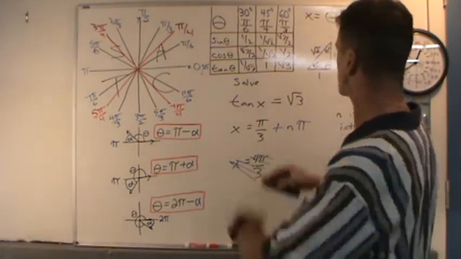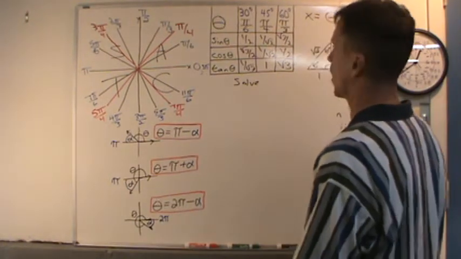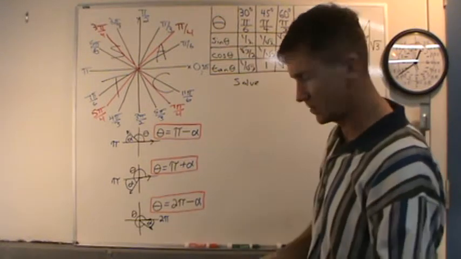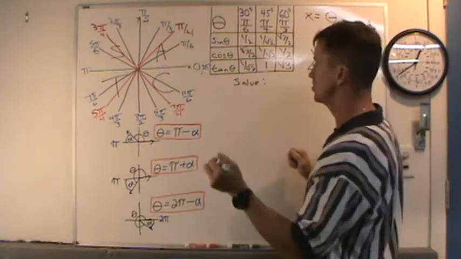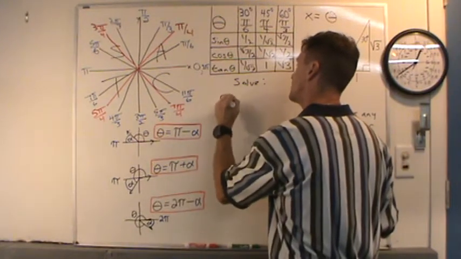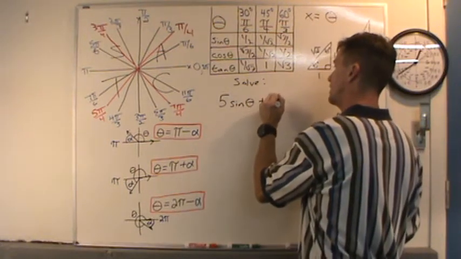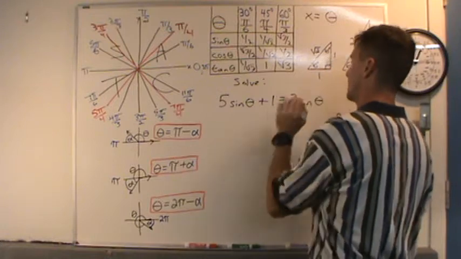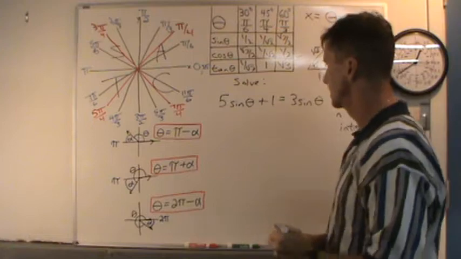All right, let's do another one. I've been doing x's all the time, and I just did a few in a row with x. I'll go back to theta. Solve this equation. Find all solutions. 5 sine of theta plus 1 equals 3 sine of theta. Whoa, what's going on here? This was different than the last three.